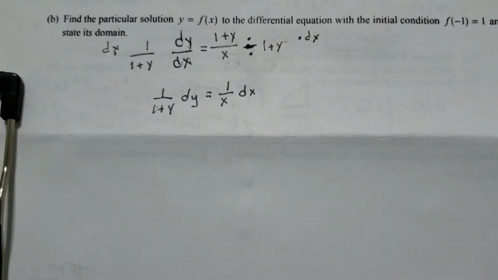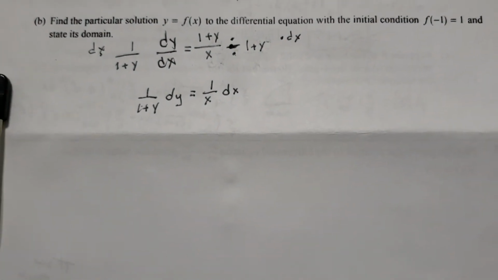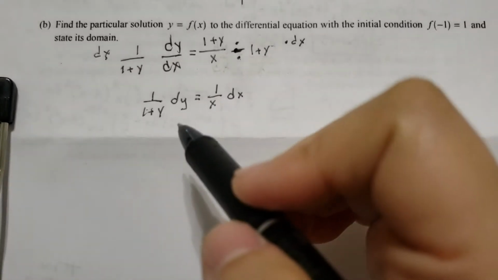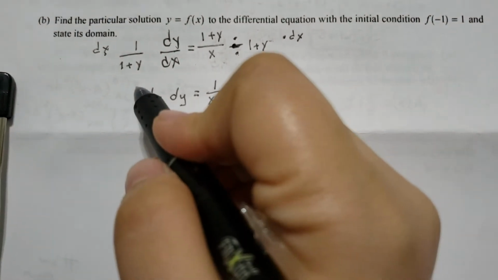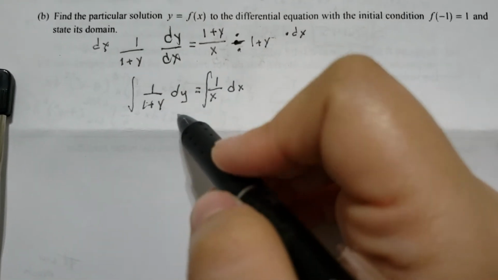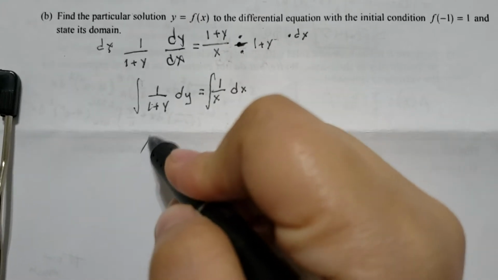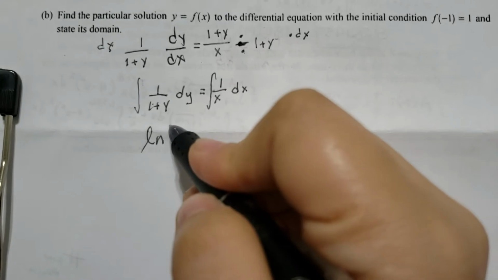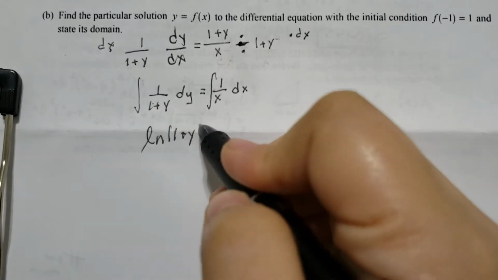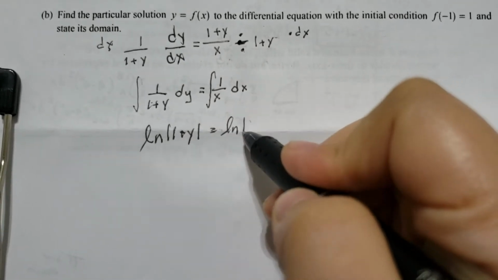Now, if you don't like doing both these steps at once, I recommend that you do one of them at a time, okay? It's just one more step, but as long as you don't get confused, it's going to be fine. We're going to integrate them. So I got to write the integral. And the integration of this is actually just the natural log of 1 plus y and the natural log of x.